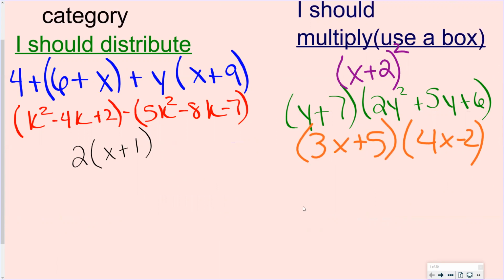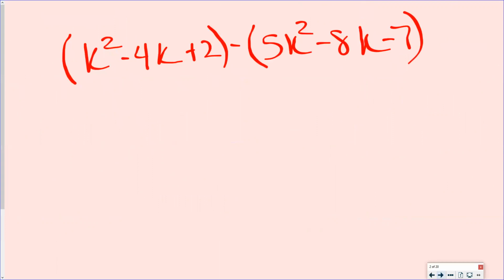So, specifically, this problem right here: k squared minus 4k plus 2, minus 5k squared minus 8k minus 7. A lot of us wanted to use a big 3x3 box to get this answer. And that's why we were getting k to the 4th power or k to the 3rd powers. But you should not get that.